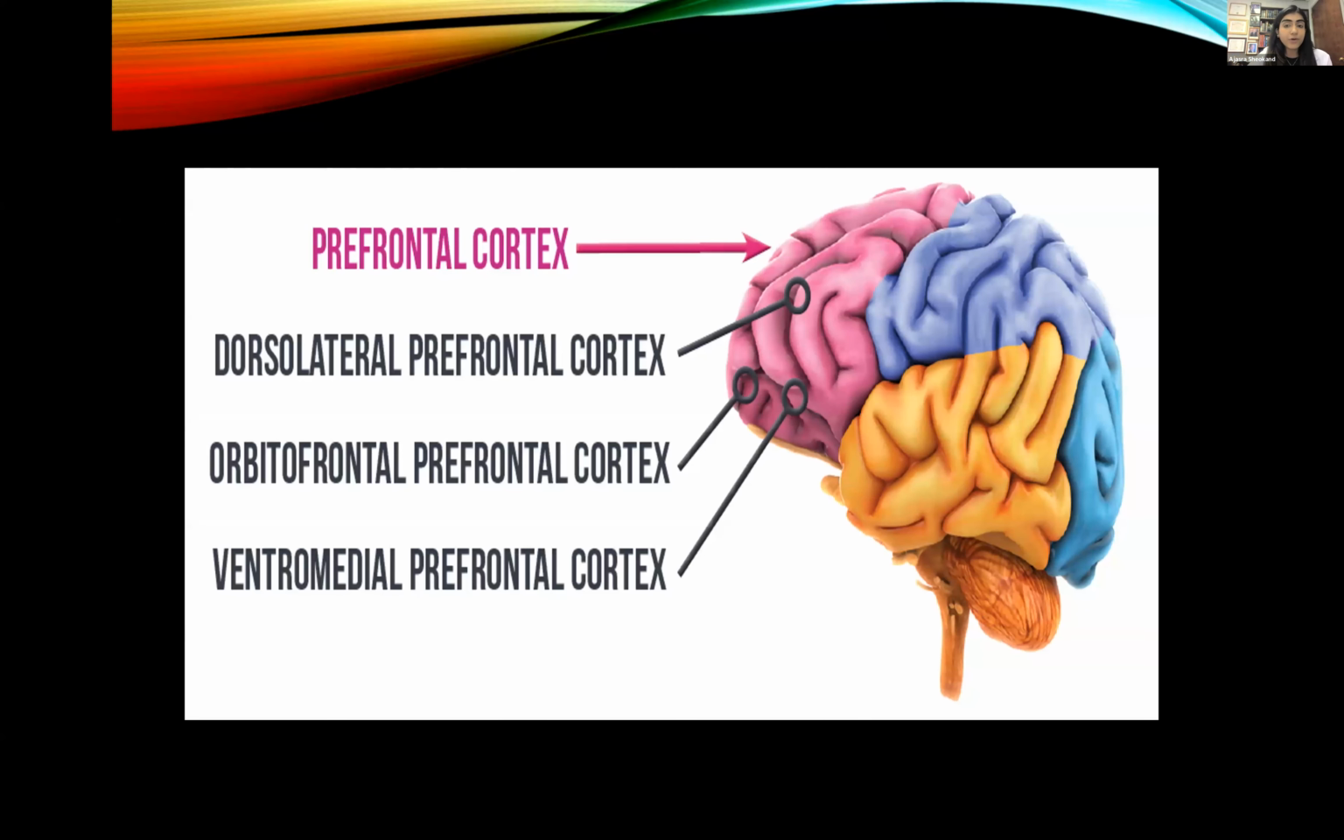Now coming to the prefrontal cortex. The prefrontal cortex in itself is divided into three parts. It's divided into the dorsolateral, orbitofrontal, and ventromedial. I'm not going to go separately into each of their functions, but I am going to combine them together, let you know how it helps, how each part helps in some important functions in our day-to-day activities.